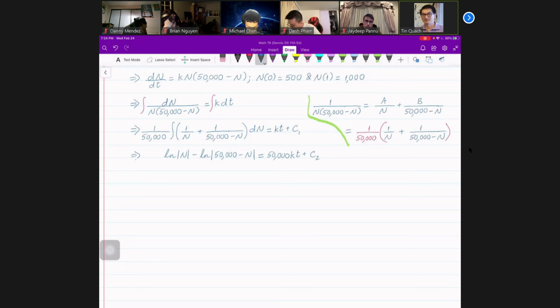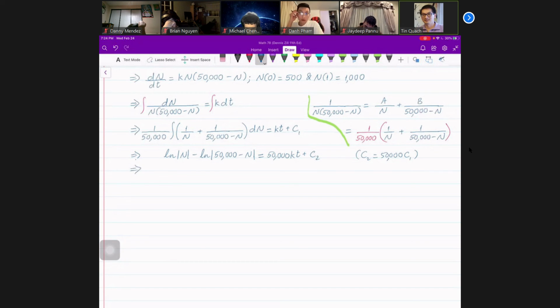If you want to, you can just make a note: C sub 2 is equal to 50,000 times C sub 1. I have a question. Yes? Isn't it supposed to be plus ln of that? No, because if you let U be 50,000 minus N, then the derivative of U is negative 1. Okay, that's U substitution. Okay, thanks.